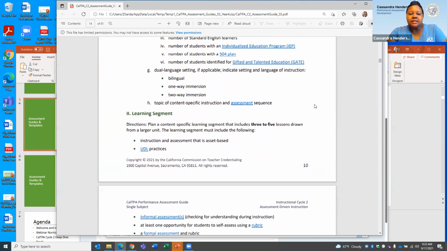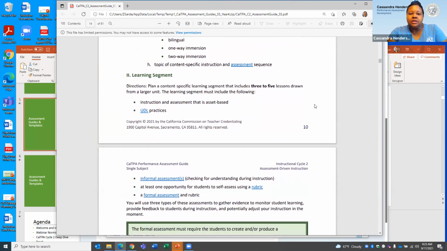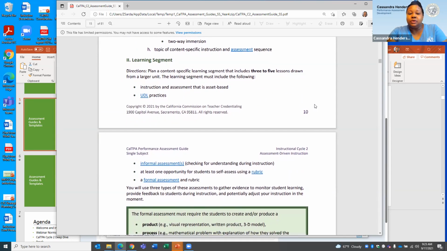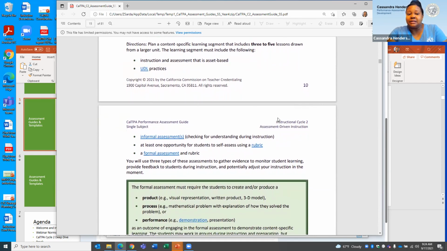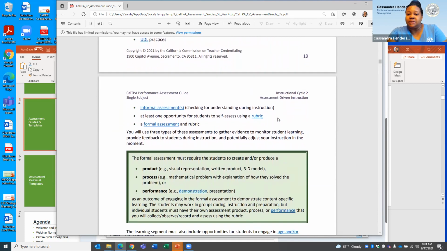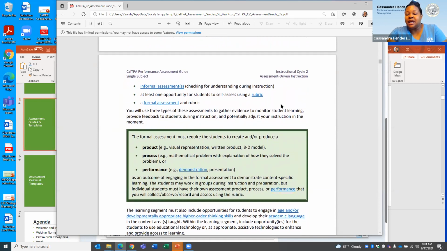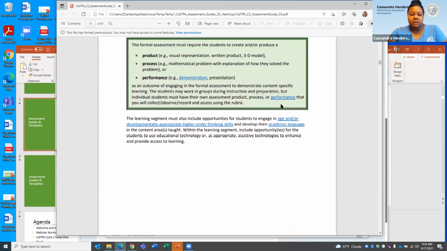And then in part 2, learning segment of step 1 plan, this is where they're going to plan a content specific learning segment that includes 3 to 5 lessons drawn from a larger unit. This is different than cycle 1 where they were focusing on 1 lesson. It has to include instruction and assessment that is asset-based and UDL practices. It has to include informal assessments, checking for understanding during the instruction, and formal assessments and rubric.